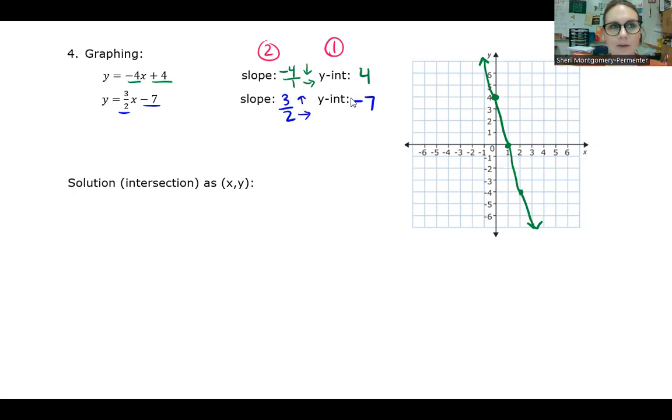For my second line, it says that I'm going to put my y-intercept at -7. So I'm going to go down to -7, and I'm going to put a point. From that y-intercept, I'm going to go up 3 and then over 2. Up 3 and then over 2 and put a point. Up 3 and then over 2. A couple more times.